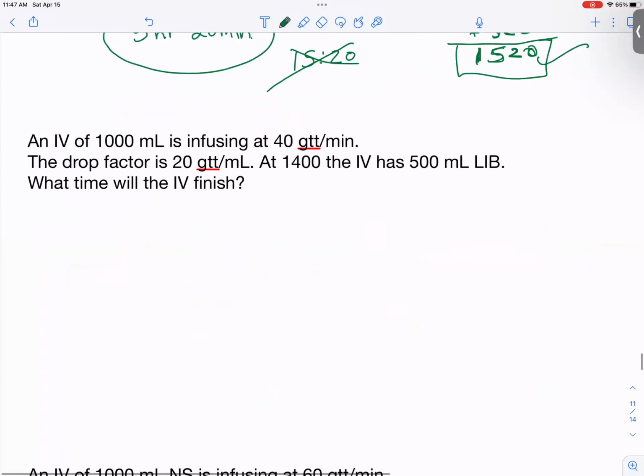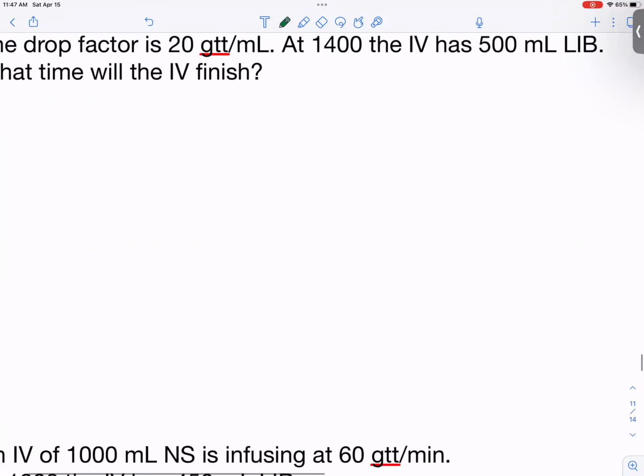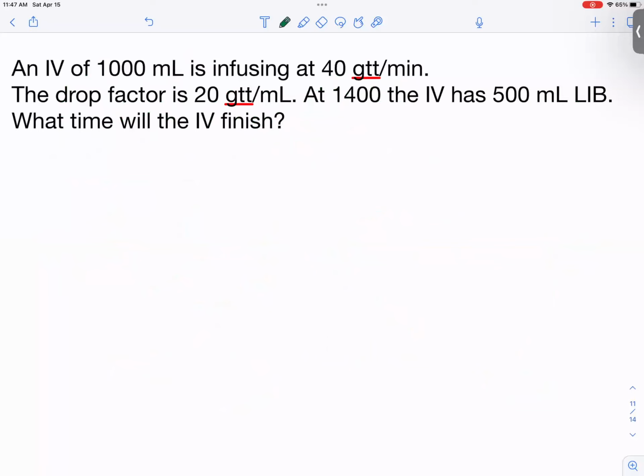So let's do another. 5 p.m. at night. Let's do it. All right. Again, they got an IV. There's 1,000 milliliters. It's been running at 40 drops a minute. They have a drop factor of the tubing of 20 drops a milliliter. At 1400, Professor K walks in the room and there's only 500 milliliters left in the bag. What time will it finish?